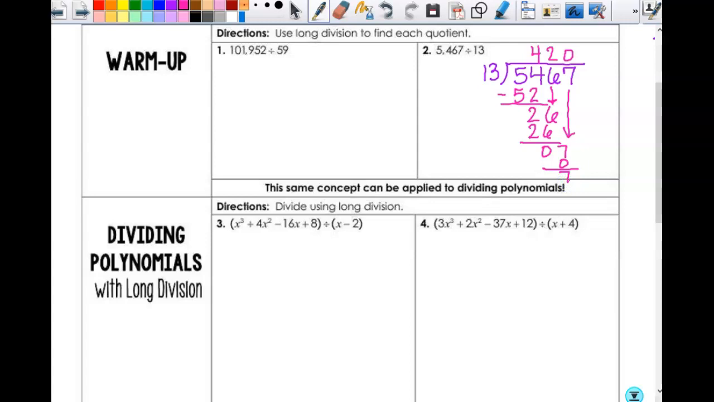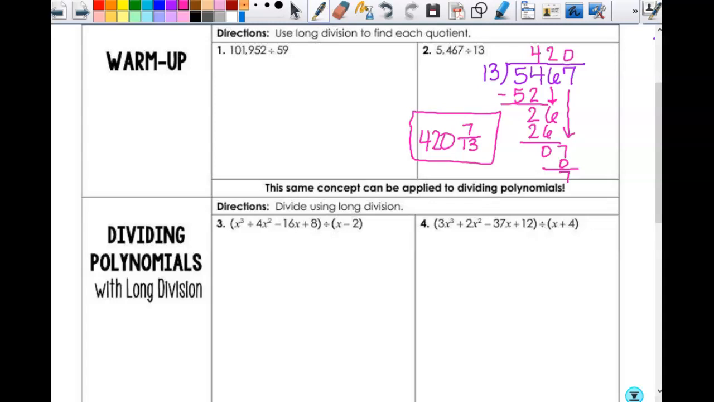So when you very first learn to do this, you probably put remainder 7 out to the side. But to really get the number out of this, it is 420. And you put 7 over what? 13. So it's 420 and 7/13. Make sense? If you can do that, you can do the rest of this. That's basically what we're doing, but we have variables in it, and sometimes that makes it a lot easier because you're not having to know your multiplication facts and stuff.